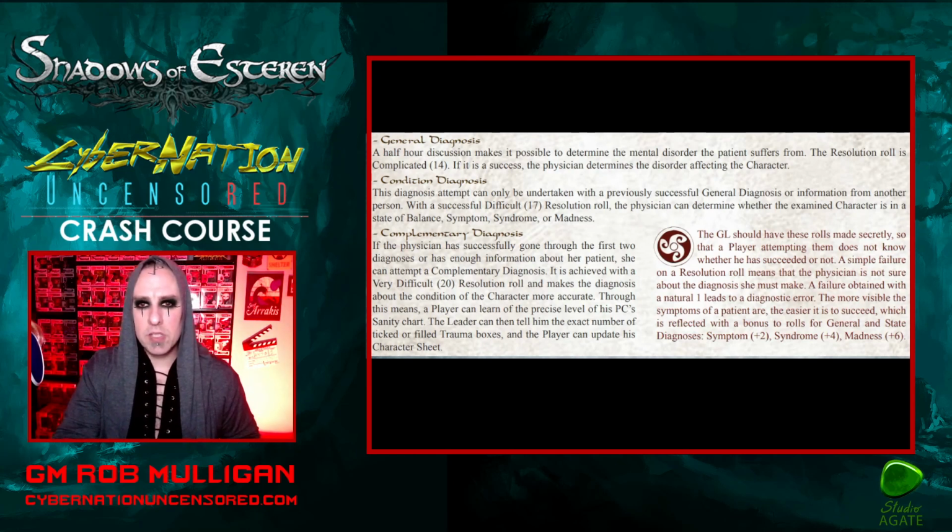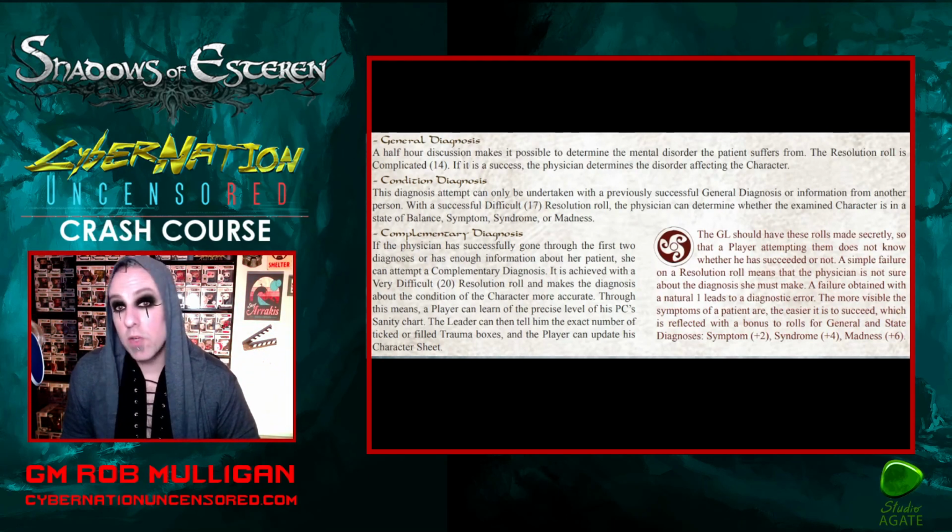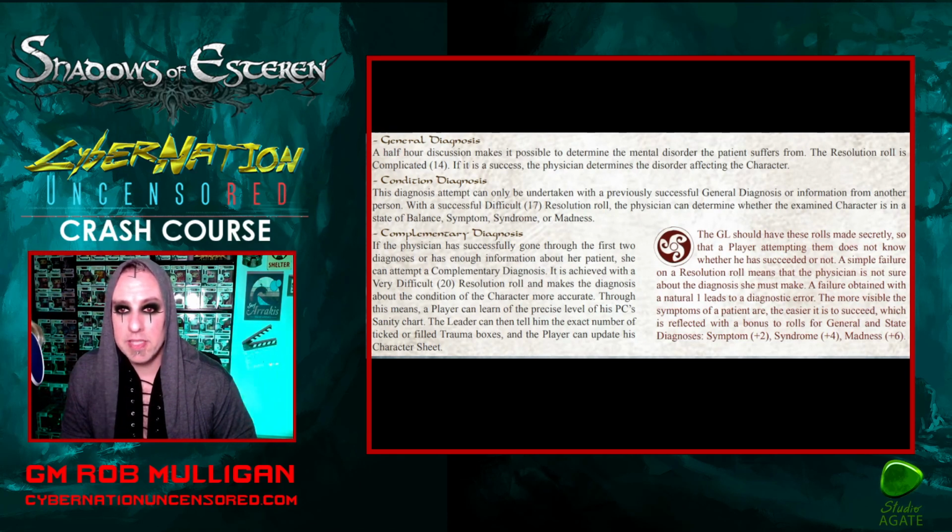But first, let me just read this little section here, because it expresses that sort of secretive role trauma point aspect that I was just kind of going over, where it says the game leader should have these rolls made secretly so that a player attempting them does not know whether he has succeeded or not.